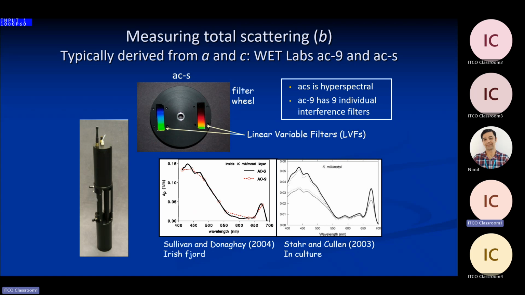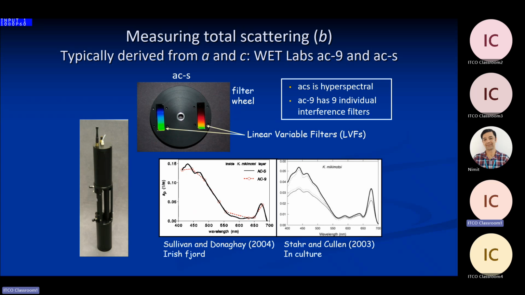So how do we measure total scattering? There isn't currently on the market any sensor for measuring total scattering. We actually developed one, myself and Ed Fry, several years ago. It actually worked pretty well, but it was never commercialized. And it used a totally different method. But the standard practice is to use an AC device.